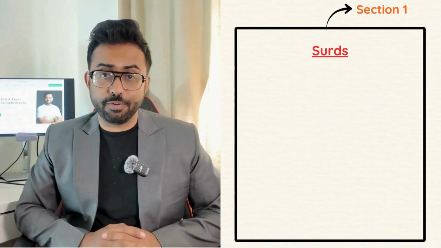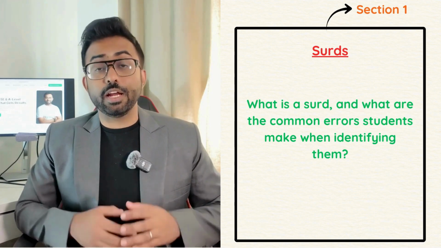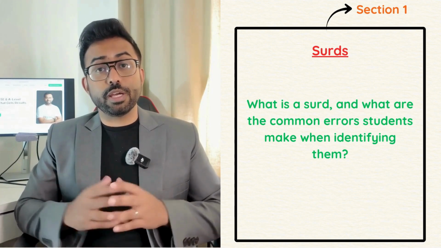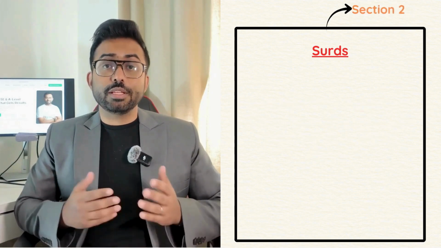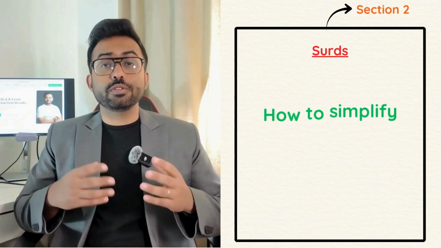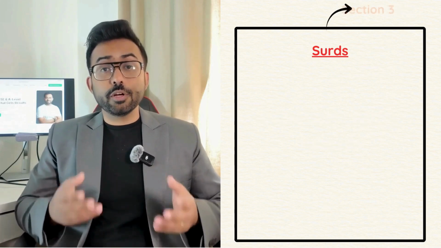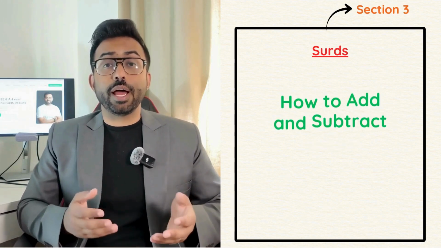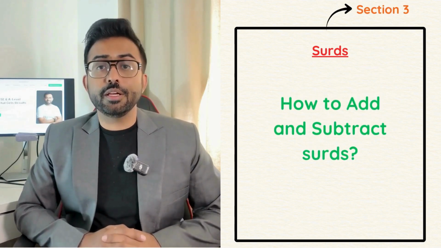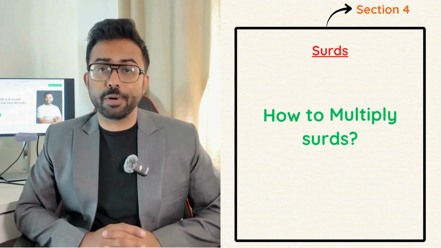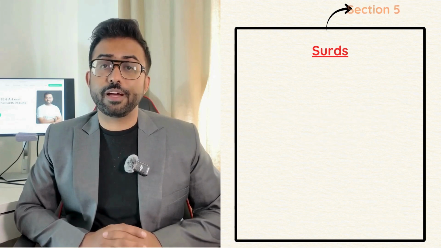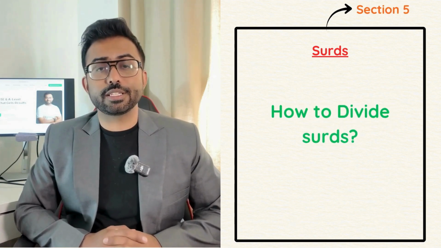In this video, we will be discussing surds. This lesson is divided into 5 sections. In the first section, we will define what a surd is and identify the common errors students make when identifying them. In the second section, we will learn how to simplify surds. In the third section, we will look at how to add and subtract surds. In the fourth section, we will cover multiplication. In the fifth and final section, we will discuss division.